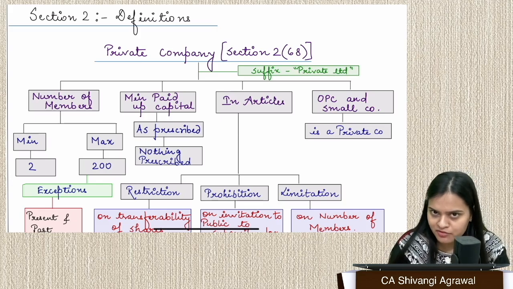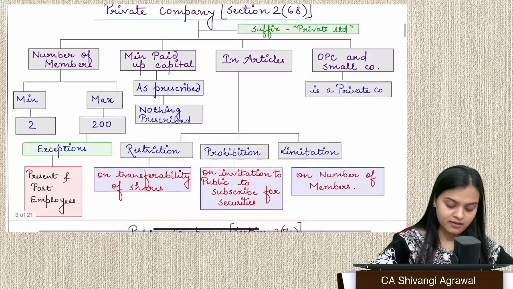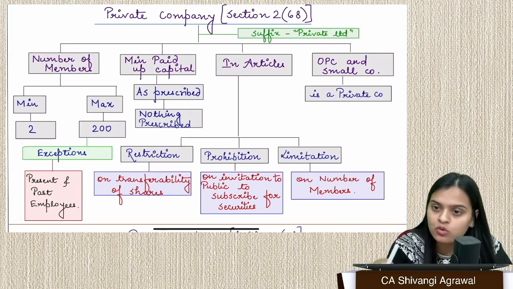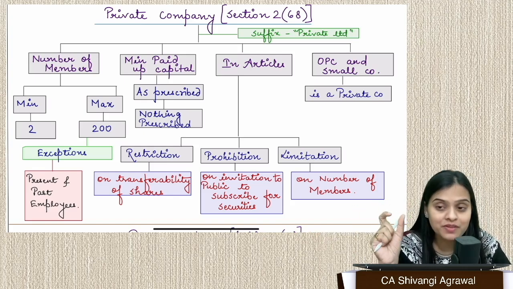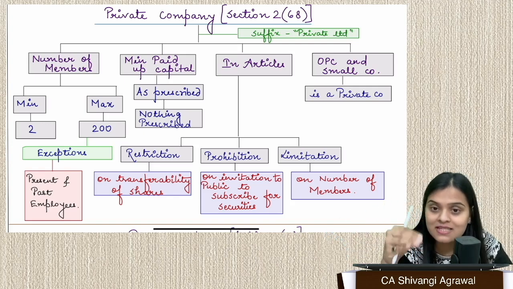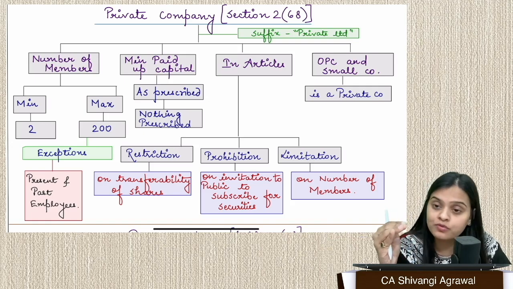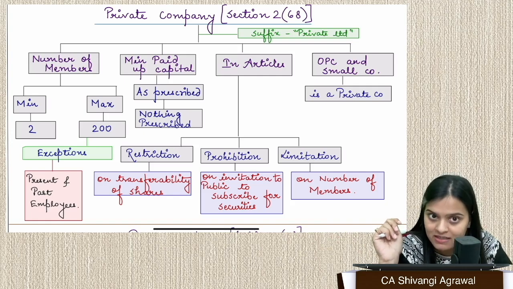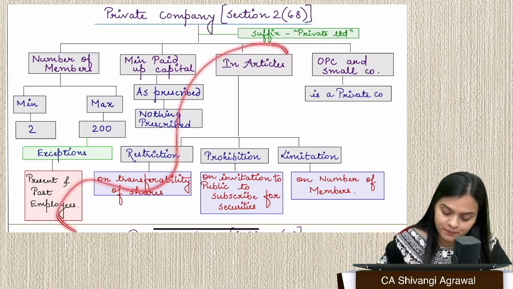Okay, so on the basis of number of members, Section 2, Clause 68, private company. What is a private company? Which has minimum 2 members, maximum 200. So it is a company which limits the maximum number of members up to 200. However, when we compute this particular limit, what is not going to be included? The employees, present and former employees. They are not going to be a part of this 200 limit. Moreover, the joint holders are going to be counted as 1. Okay. Then minimum paid up capital as may be prescribed. Nothing has been prescribed.